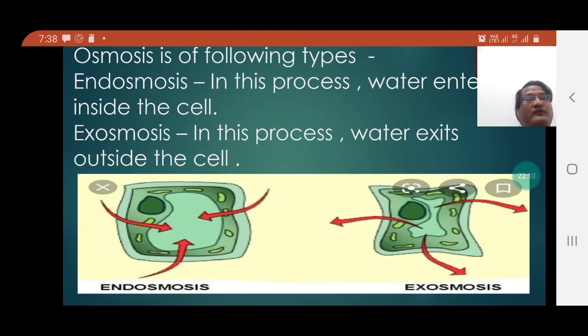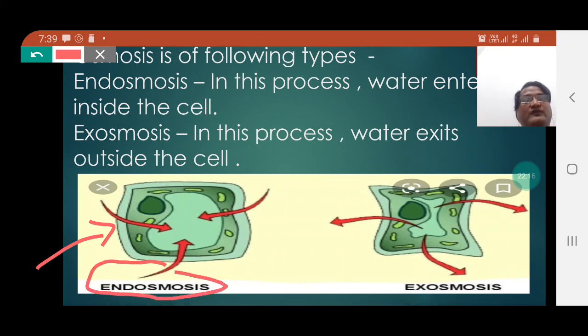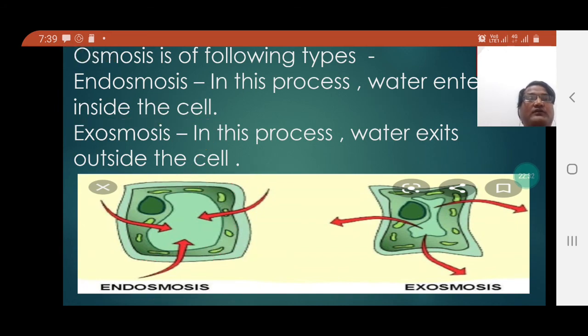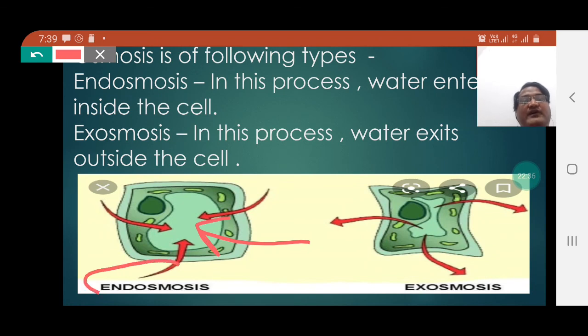So students, if we concentrate on this picture, then you can easily understand the concept of endoosmosis, in which the water molecules are moving from outside to the cell. And we know in endoosmosis the water enters inside the cell, and it is clearly visible that the water is entering inside the cell. So students, that is why it is called endoosmosis.